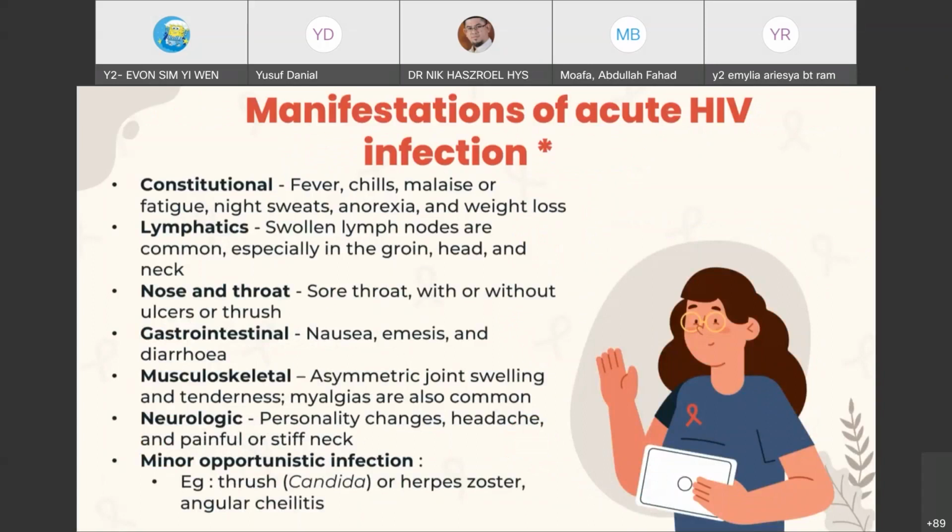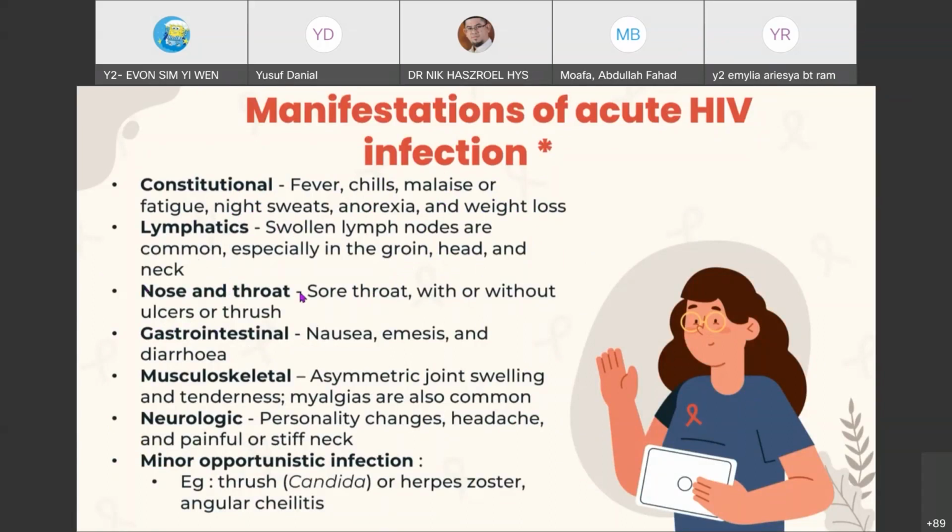So 2 to 4 weeks after exposure, the patient may experience a non-specific flu-like illness, as I mentioned just now. The examples of manifestations of acute HIV infection are as follows. The first one is the constitutional symptoms, such as fever, chills, malaise or fatigue, night sweats, anorexia, and also weight loss. The lymphatics include swollen lymph nodes, especially in the groin, head, and also neck.